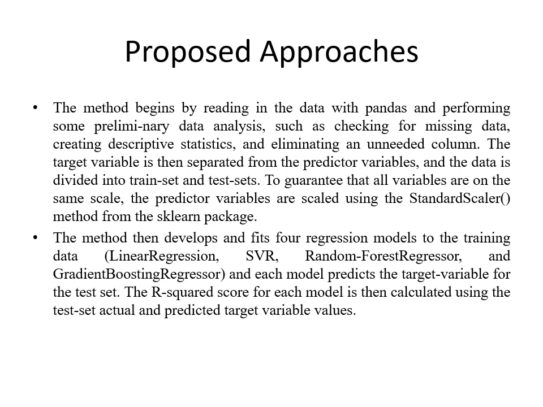The target variable is then separated from the predictor variables and the data is divided into train and test sets. To guarantee that all the variables are on the same scale, the predictor variables are scaled using the StandardScaler method from the sklearn package. The method then develops and fits four regression models to the training data: linear regression, SVR, random forest regressor, and gradient boosting regressor, and each model predicts the target variable for the test set. The R-squared score for each model is then calculated using the test set actual and predicted target variable values.